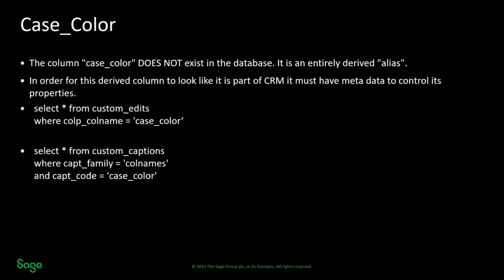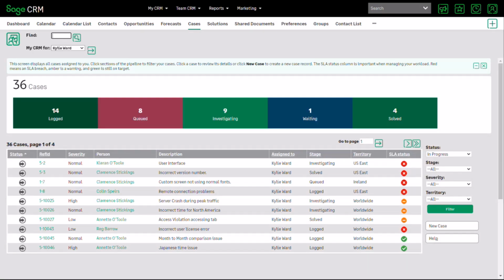But that column, case_color, doesn't exist in the database. It's an entirely derived alias. But there you go. You've got actual behavior showing up there. So how is this done?